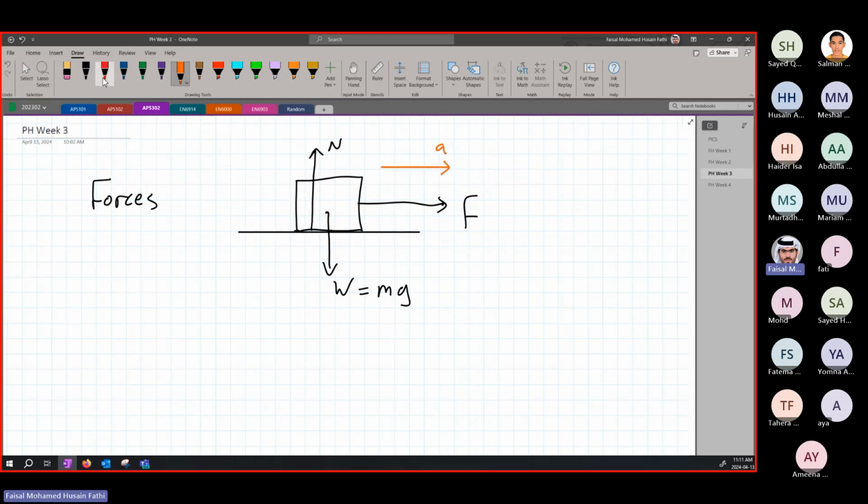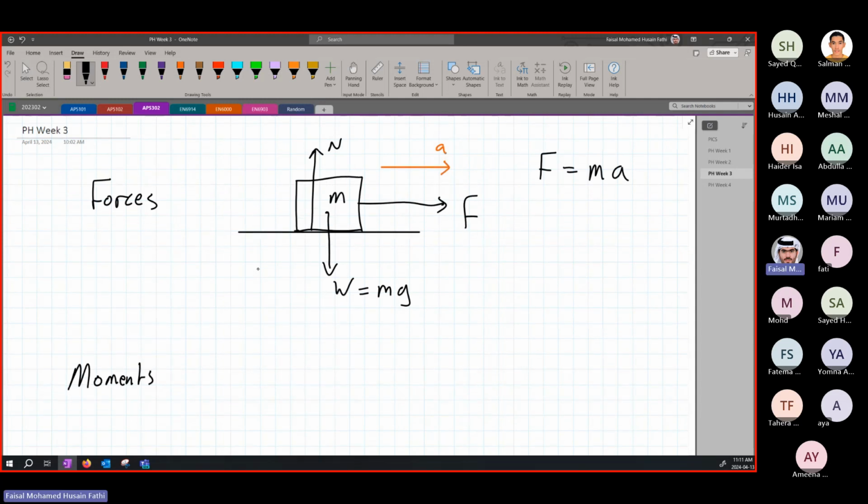There's going to be an acceleration where the formula is F equals ma, where m is the mass of the object. You should have remembered this from the previous session. This is just a refresher. Then we looked over moments.